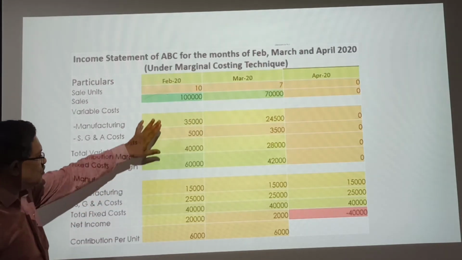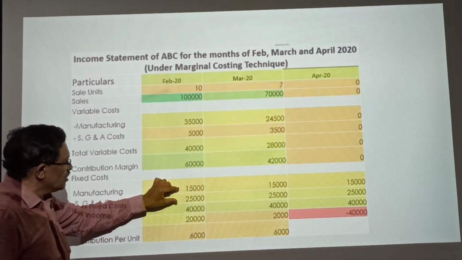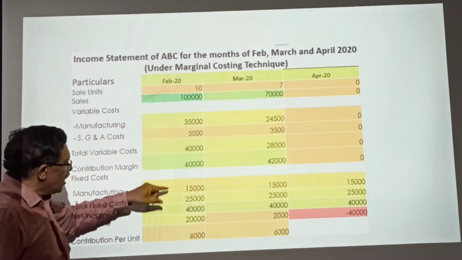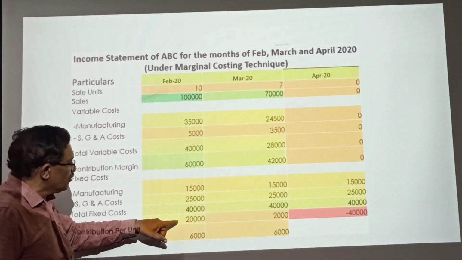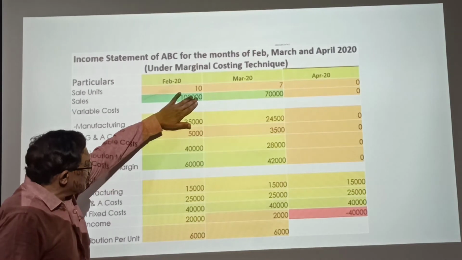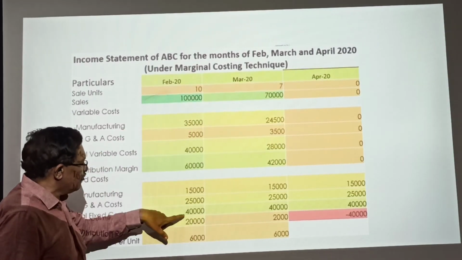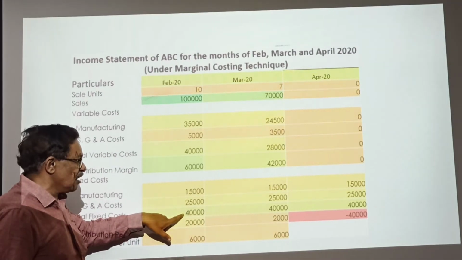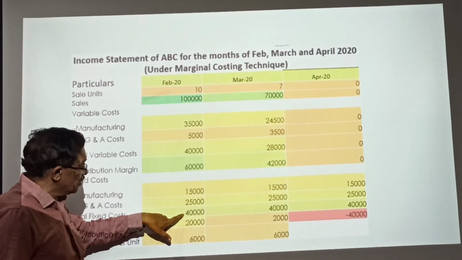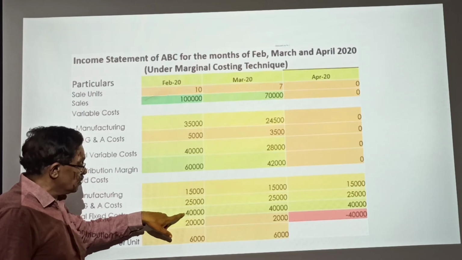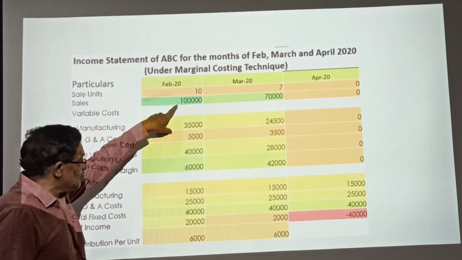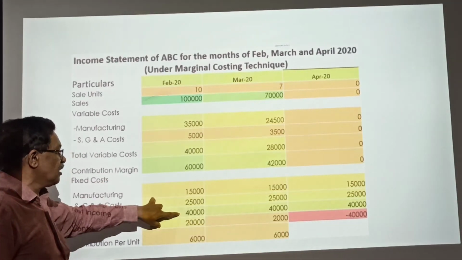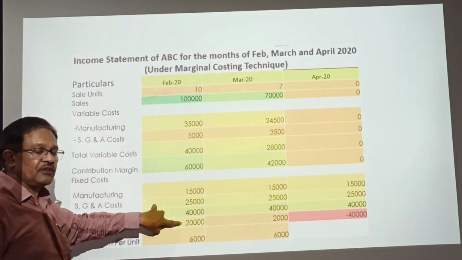If I don't produce anything, anyhow I am going to incur this 40,000 rupees. By doing business, at least I am making 20,000 rupees. If I don't sell anything, what happens? This 40,000 is going to be losses. I am going to make a loss equivalent to 40,000 because of fixed costs. Just because I have sales, just because I have a contribution margin which is over and above this fixed cost, I am able to make some profits.